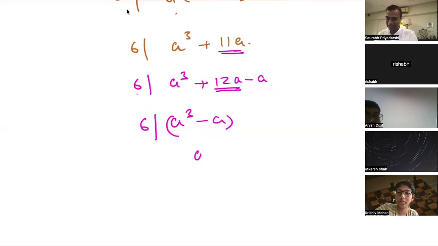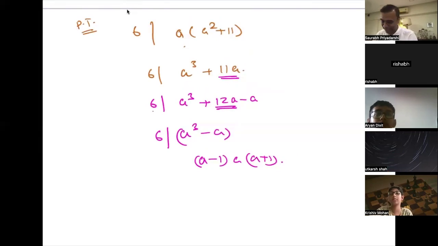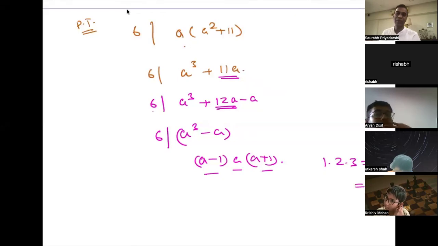And a cube minus a is a product of 3 consecutive numbers. Very good. So just 3 factorial divides. These 3 consecutive numbers are divisible by 1 into 2 into 3. That's factorial 3, and that value is 6 only. So we can also use Fermat, which states that a square is congruent to 1. Fermat will come later, because right now we are starting with the basic things, right? Okay.